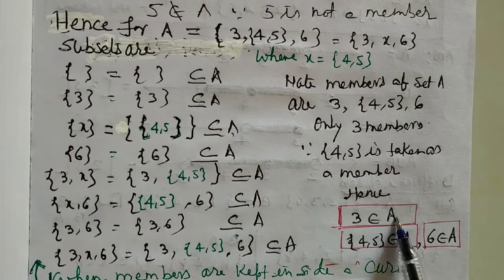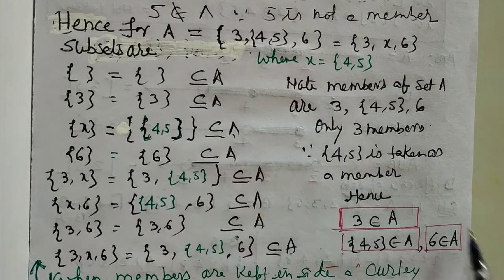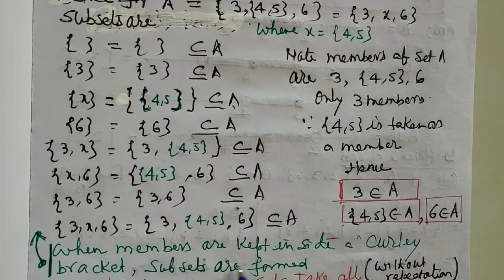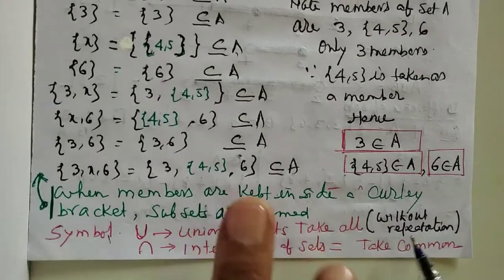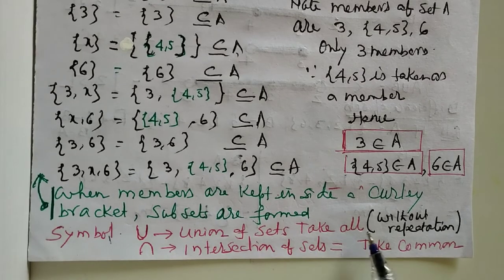3 A में है, यहाँ देख सकते हो 3 A में है, 4, 5 combined A में है, 6 A में है. When the members are kept inside the curly bracket, subsets are formed. Now note the two symbols. Union means you have to take all the elements of all the sets. Intersection means you have to take common elements of all the sets.